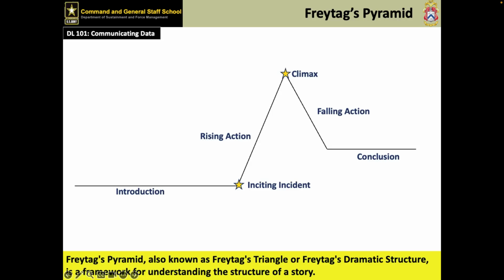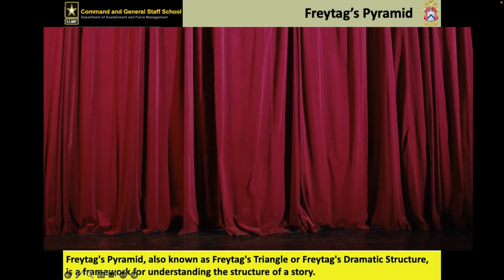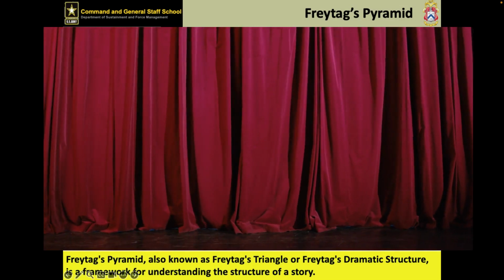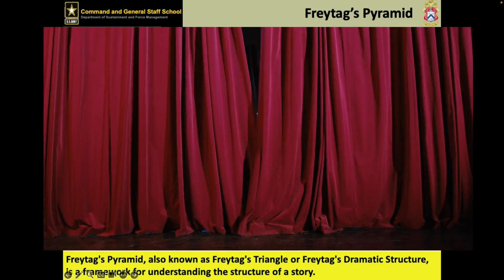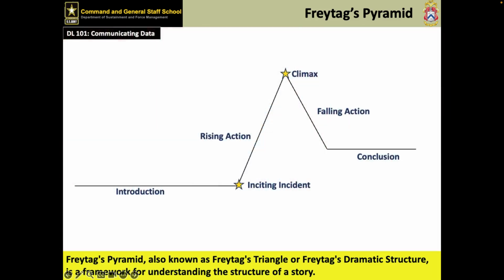Freytag's pyramid is useful for crafting compelling data stories. There are 5 stages to Freytag's pyramid. Introduction or exposition. This sets the stage by introducing main characters, the setting, the basic situation. In data storytelling, this could mean providing an overview of the unit's background and key metrics.